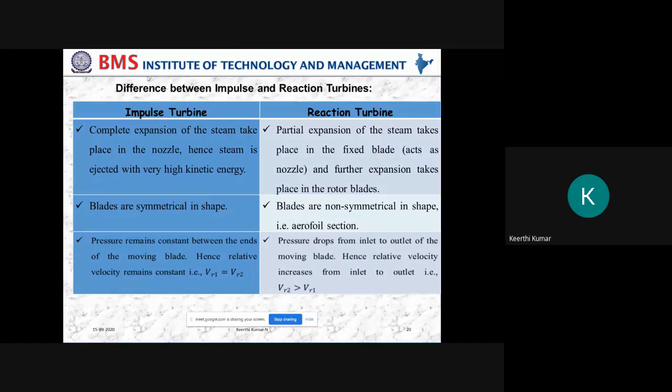Done. What is the difference between impulse and reaction turbine? You have already done this, and you have written the exam also of EME. The same question was there in EME. Do you remember? Difference between impulse and reaction turbine. Anyone remember? Yes, sir. Can you tell at least a few points in that? At least if you can see the slides and understand something, if you tell, then it will be easy for me to proceed further.